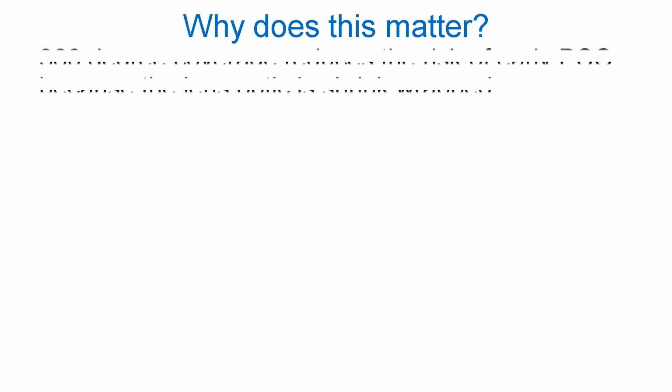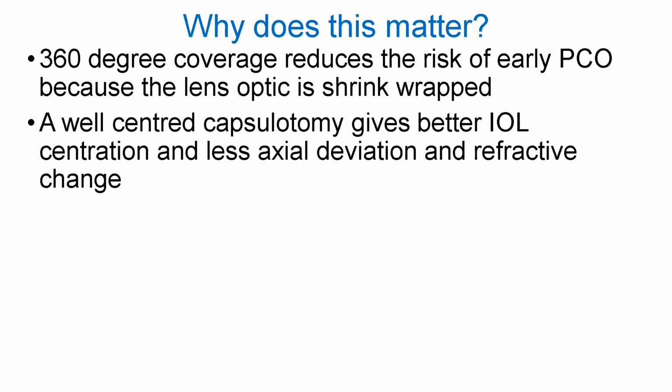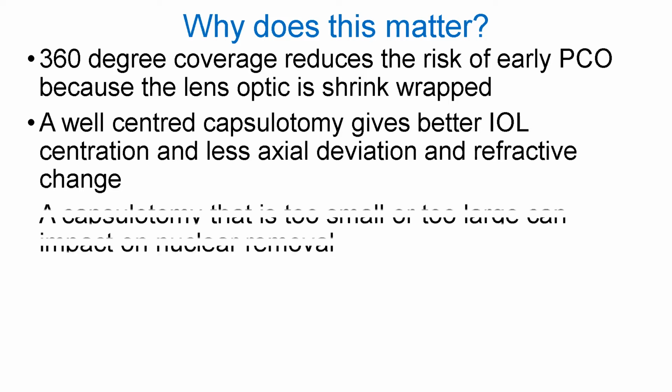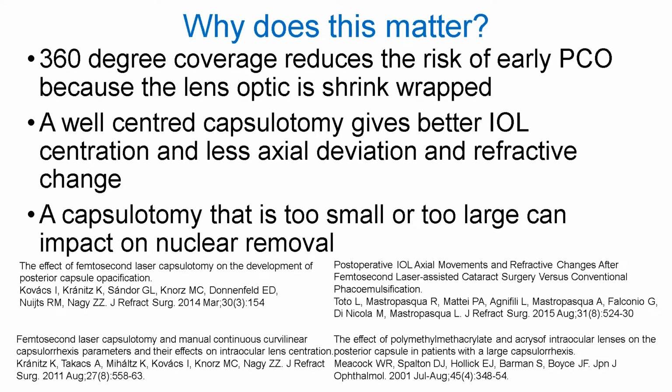So why does this matter? Well, we know that the 360-degree coverage reduces the risk of early PCO because the lens optic is shrink-wrapped. A well-centered capsulotomy gives better IOL centration and less axial deviation and refractive change. And a capsulotomy that's too small or too large can impact on our nuclear removal. And this has been shown in many studies, some of which are highlighted here.